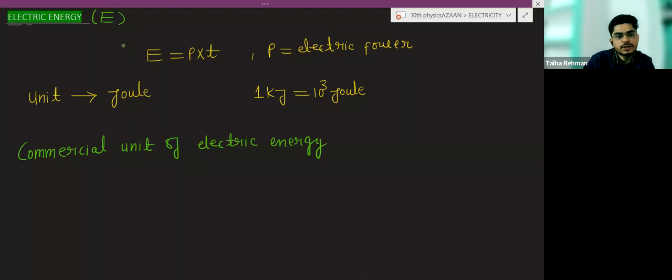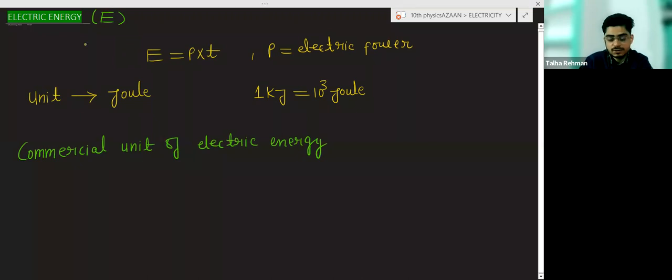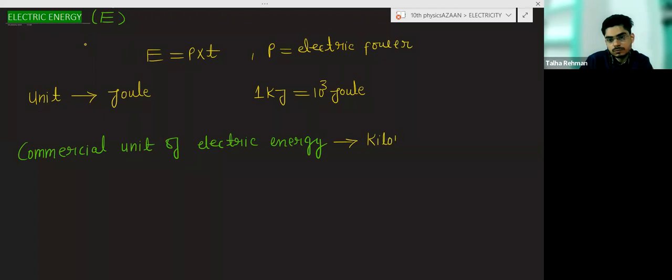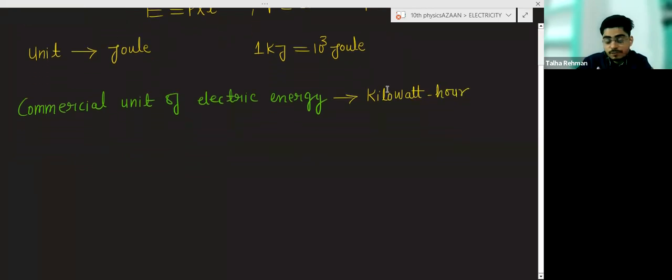Commercial unit of electric energy is kilowatt hour. Okay. Now we can convert 1 kilowatt hour into joule per second.